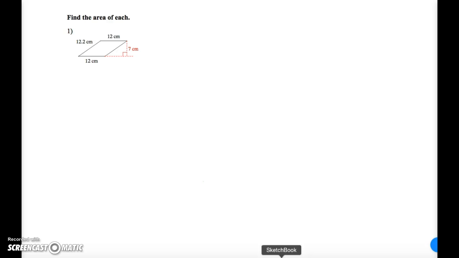Question says, find the area of the figure. This is a parallelogram, so we can use the area formula. Area equals base times height, where our base is 12 centimeters here. That's our base. And our height is 7 centimeters here.